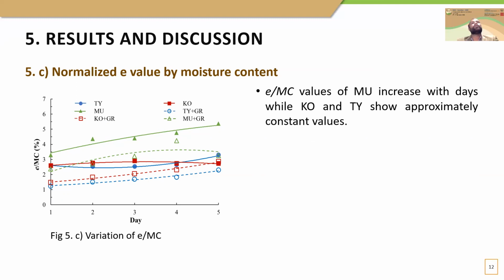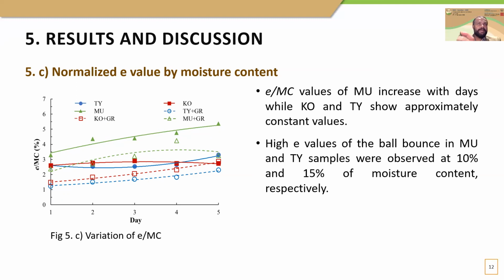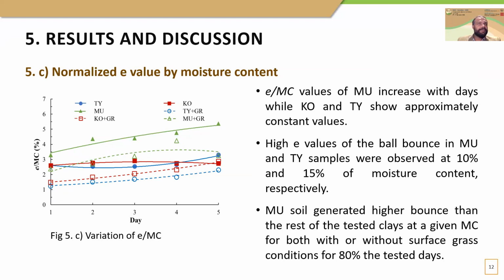Here, the E over MC values of Morunkan increase with days, while Kotowera and Tyrone samples had approximately constant E values. High E values of ball bounce in Morunkan and Tyrone samples were observed at 10% and 15% of the moisture content respectively. Morunkan soil generated higher bounce than the rest of the tested clays at a given moisture content, for both with or without surface grass conditions, for 80% of the tested days. That means the latter 4 days.